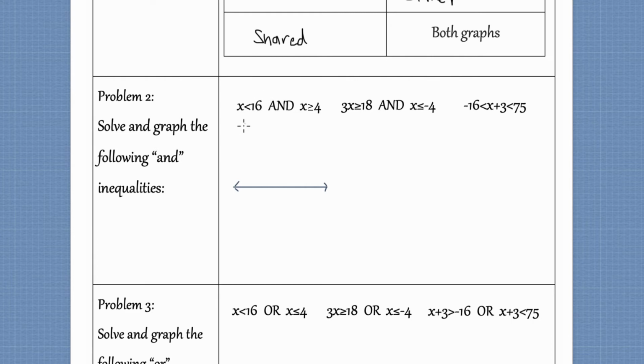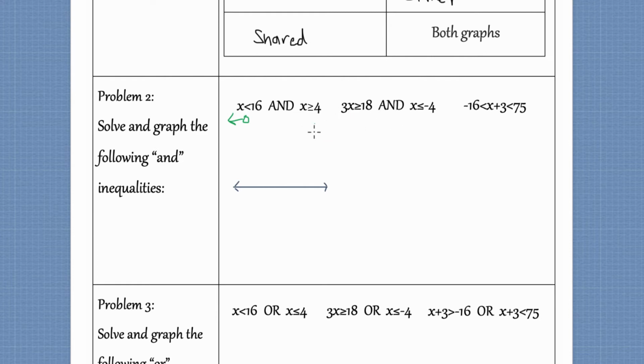If we look at our first one over here, it says x is less than 16, and since it doesn't have that less than or equal to part, we can say that this one's going to be an open circle. And since it says that all of the solutions for that inequality are less than 16, our arrow is going to be pointing to the left.